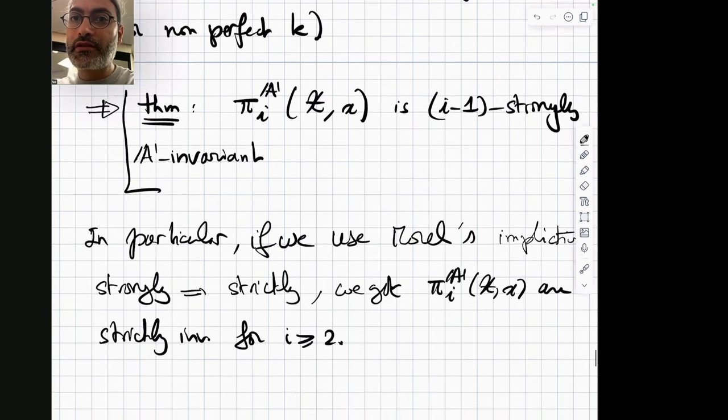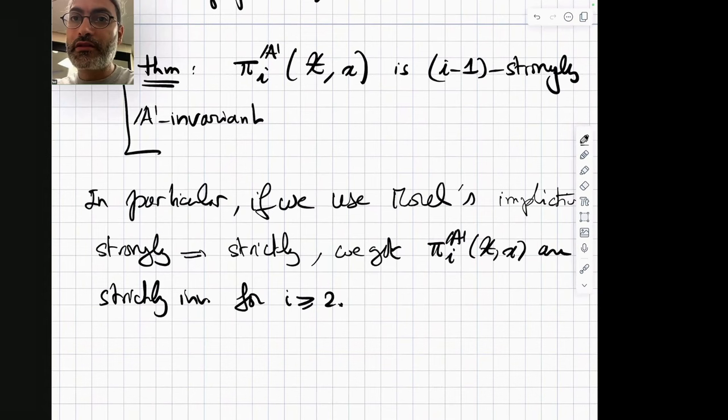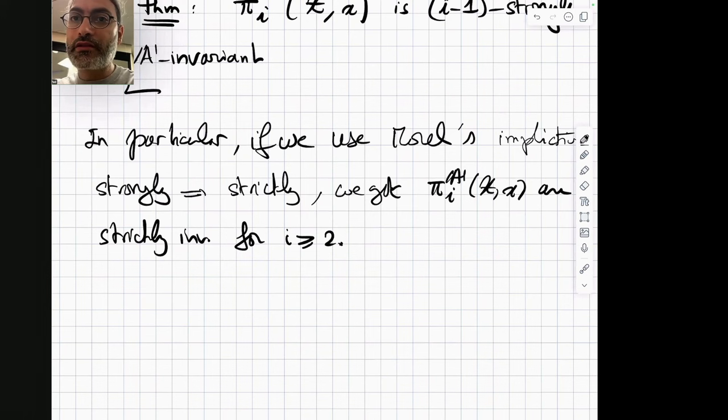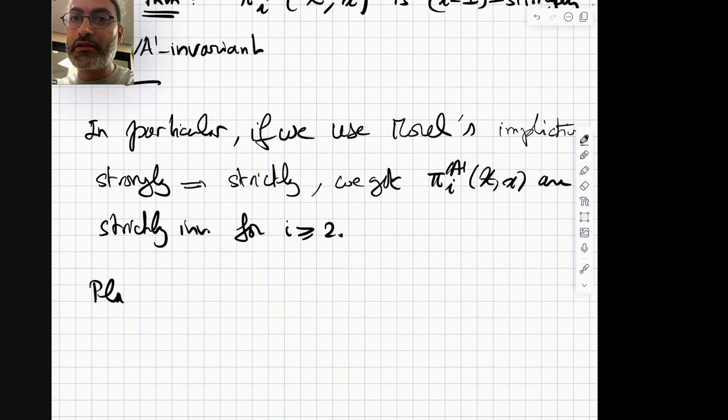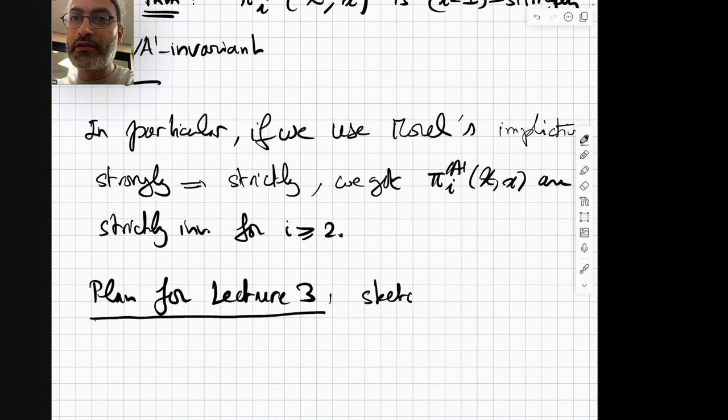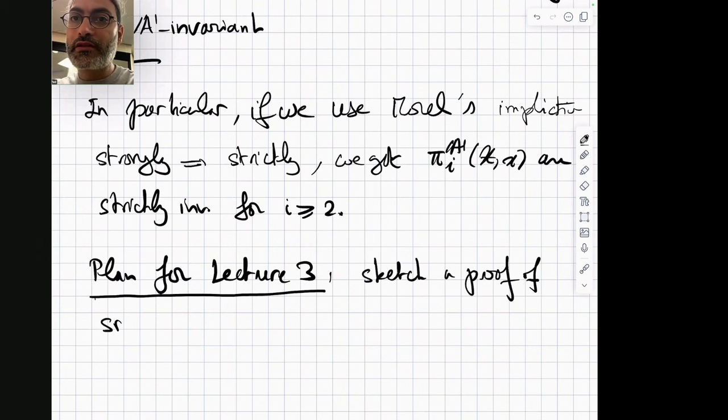Yeah, what can I say more about this? Let me also say what is the plan for the remaining lectures. The plan for lecture 3, which is probably the most difficult lecture for me at least, is to sketch a proof of this implication that n strongly implies n plus 1 strongly invariant. And then, of course, by induction, you get Morel's theorem.